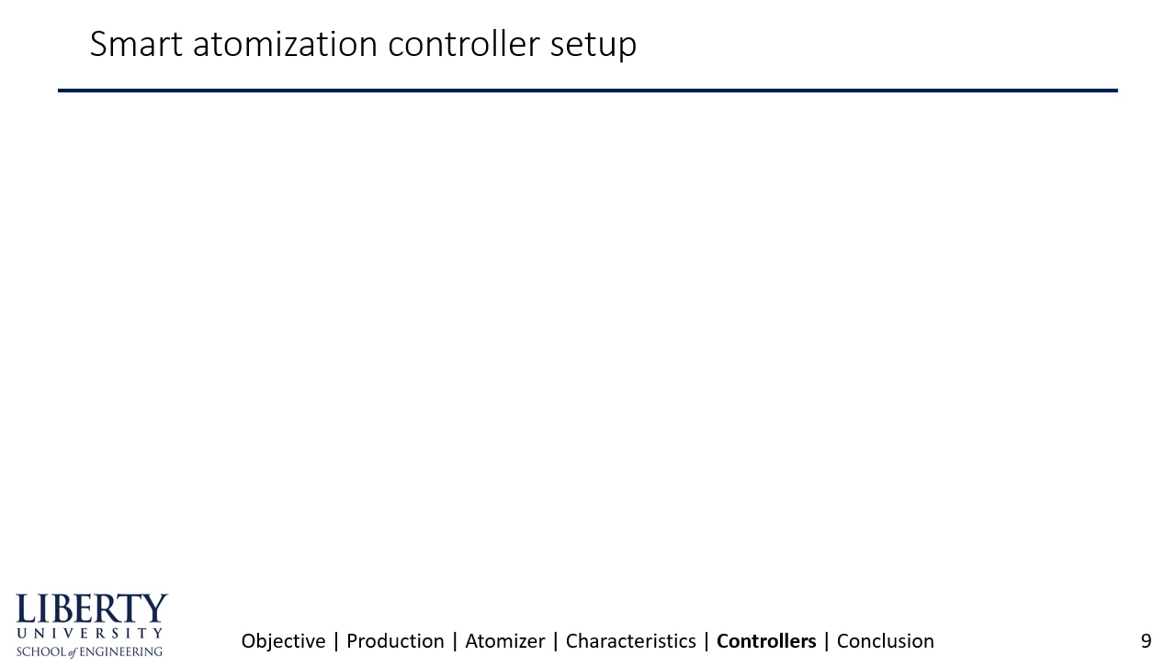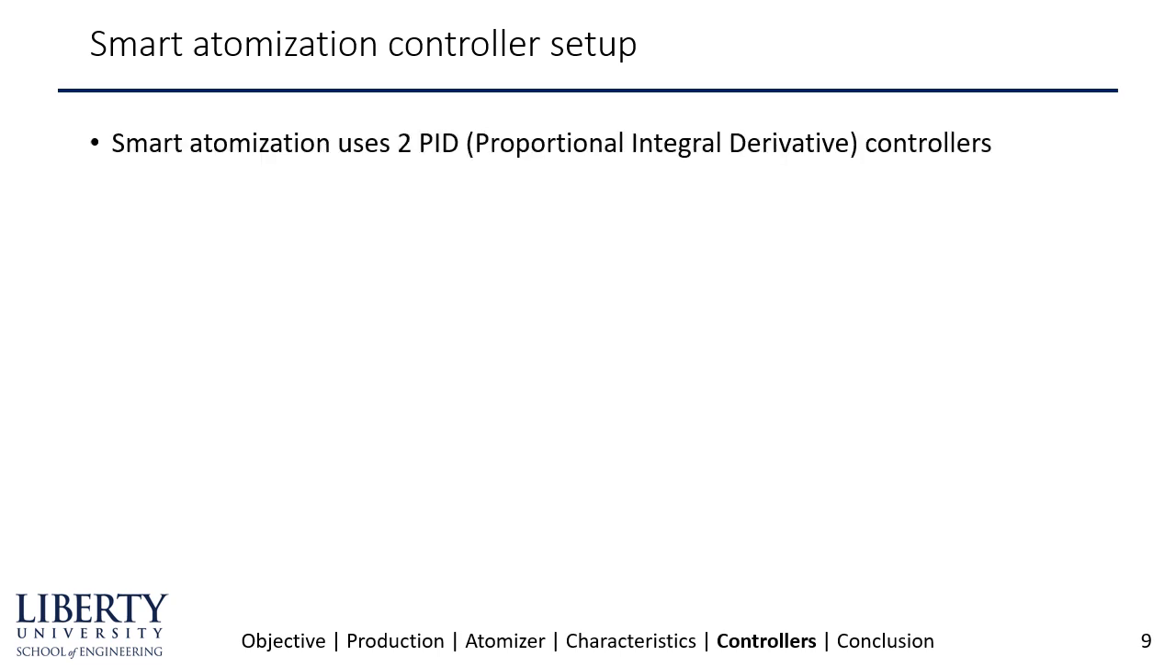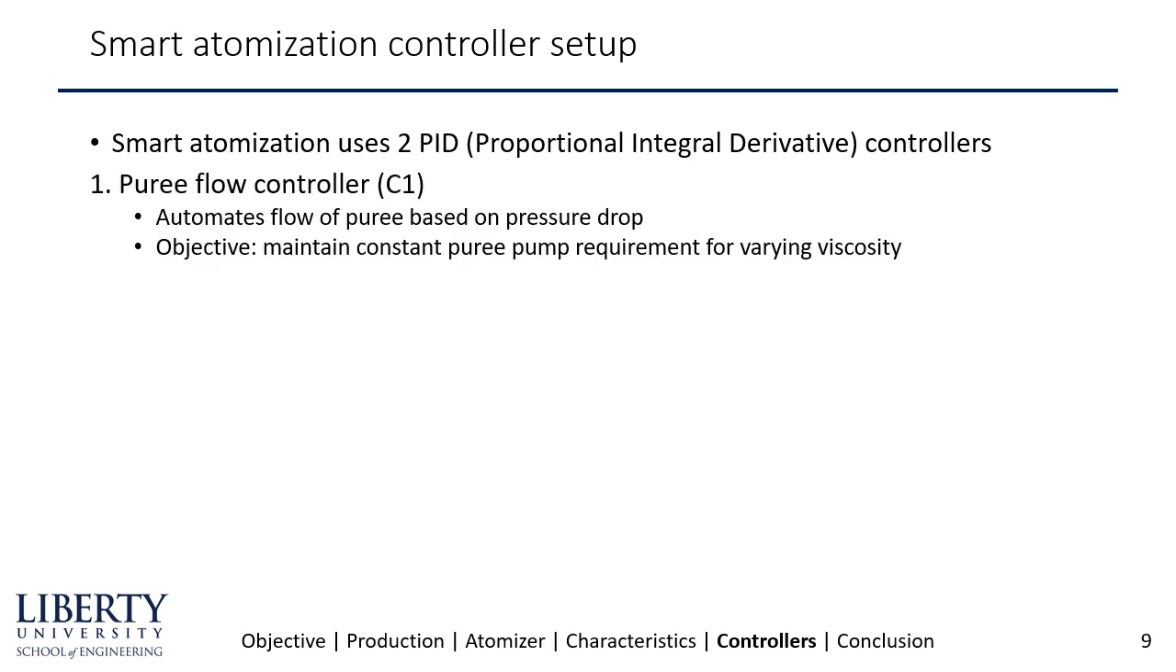Now we're going to transition to talking about smart atomization. So first, our controller setup. How do we set up this smart atomization system? We use two PID, proportional integral derivative controllers. The first is a puree flow controller. We'll call this C1. It automates the flow of puree based on pressure drop, and the objective is to maintain constant puree pump requirements for varying viscosity.